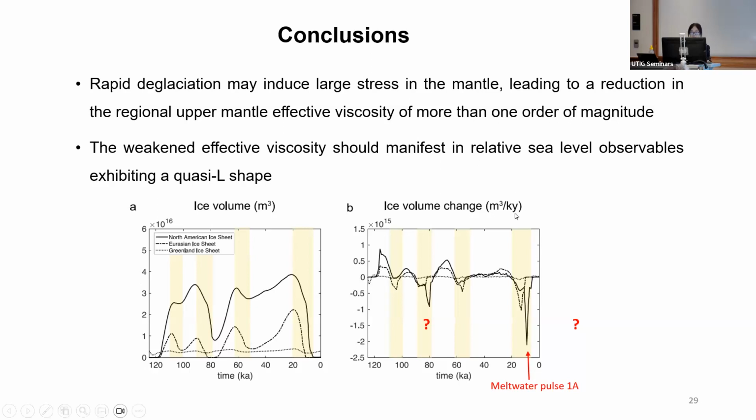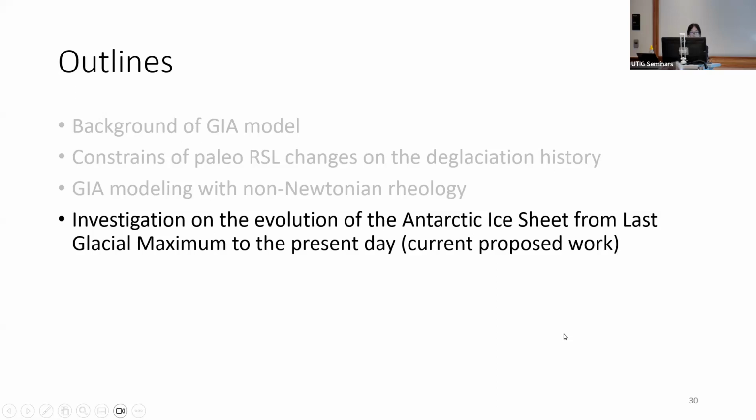In my study, I only see one of the most rapid ice melt events here. So now I think, what about more similar rapid ice melt events in our history? And how about those in the future? So now, coming to the work I'm working on now, investigating the Antarctic ice model.